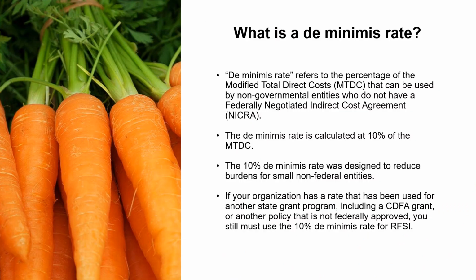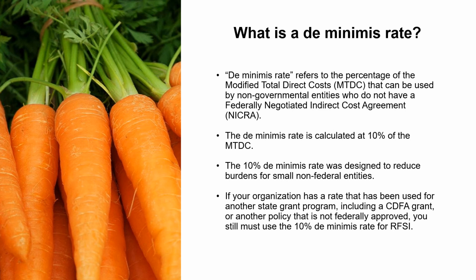What is a de minimis rate? De minimis rate refers to the percentage of the modified total direct costs, or MTDC, that can be used by non-governmental entities who do not have a federally negotiated indirect cost agreement, or a NICRA. The de minimis rate is calculated at 10% of the MTDC. The 10% de minimis rate was designed to reduce burdens for small, non-federal entities.